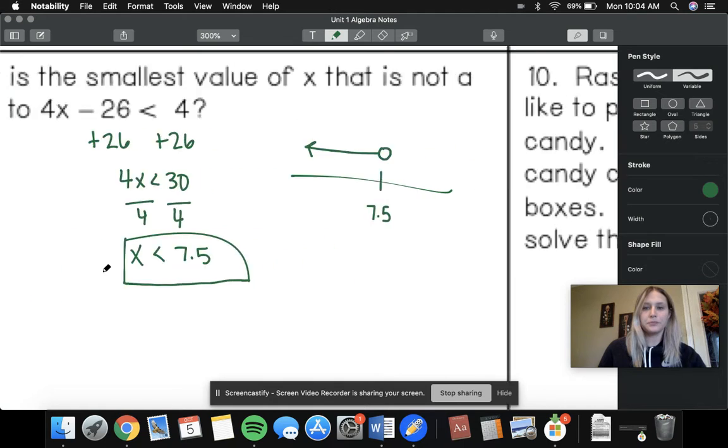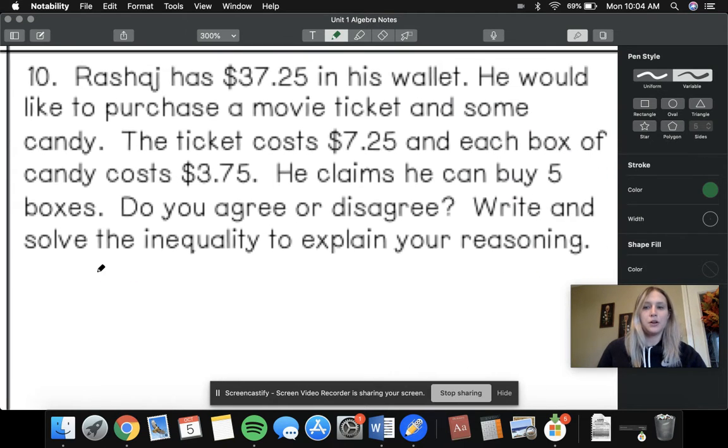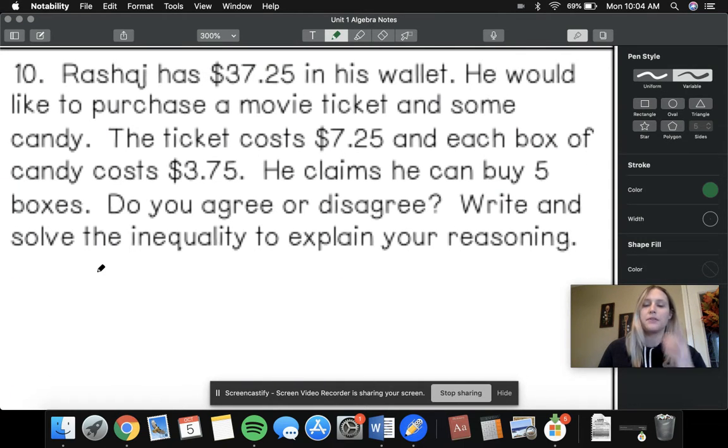So the next problem, Rajesh has $37.25 in his wallet. He would like to purchase a movie ticket and some candy. The ticket costs $7.25, and each box of candy costs $3.75. He claims he can buy 5 boxes. Do you agree or disagree? Write and solve an inequality to explain your reasoning.